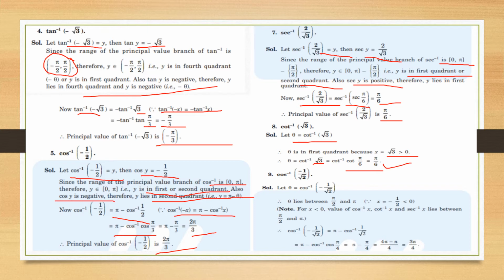Number 9 is cos inverse minus 1 by root 2. So let theta be cos inverse minus 1 by root 2, as theta is lying between pi by 2 and pi, right? As this x is minus half, which is negative, okay? So for x less than 0, the value of cos inverse x, cot inverse x and secant inverse x lies between pi by 2 and pi, right? So cos inverse minus 1 by root 2 means it is 180 minus cos inverse 1 by root 2, right? So this cos is 1 by root 2 at cos pi by 4. So this becomes pi minus pi by 4, which is 3 pi by 4.